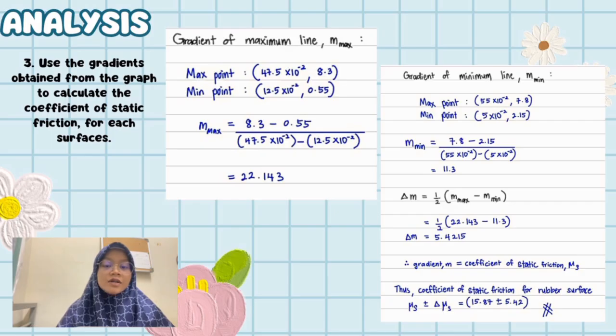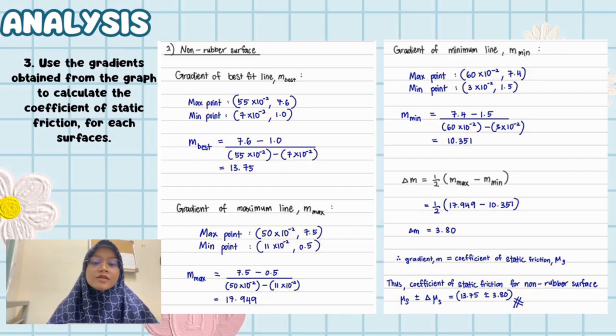After that, we are going to calculate the uncertainty of the gradient. So we are going to use the formula: uncertainty of gradient equals 1/2 times (maximum gradient minus minimum gradient). So when we put in the values, we will get that the uncertainty of the gradient is 5.4125.